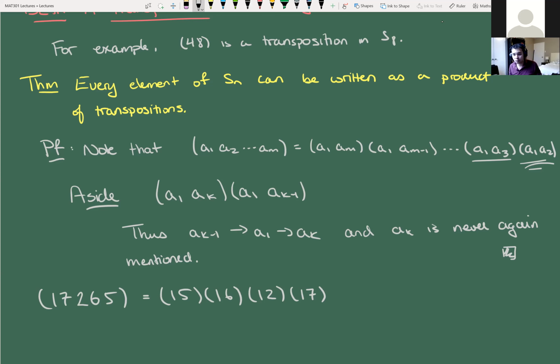They're definitely not disjoint, right? It's not a disjoint product of transpositions, but it doesn't matter because that's not what the theorem said. It just said, boom, it can be written as a product of transpositions. Okay, and that's the proof, right? I can write an m-cycle like this. Every element of Sn can be written as a product of m-cycles, so I'm finished.